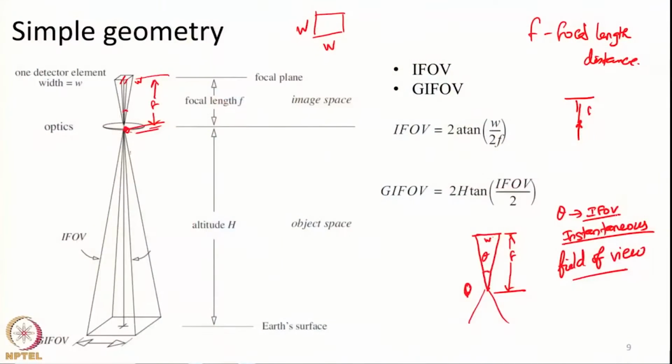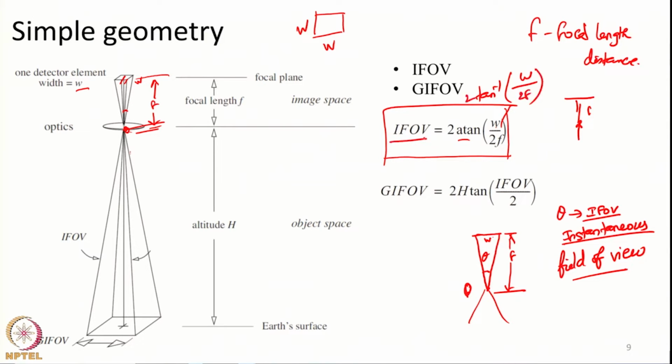So, the IFOV will determine the angle from which the incoming energy will be collected by the sensor, and this IFOV is determined by the physical size of the detector, like one side size if it is a square, and the focal length of the system. So, IFOV is equal to 2 tan inverse of W by 2f, where W is the physical width of the detector element and f is the focal length. Here, atan means tan inverse. Okay, so this is the IFOV.